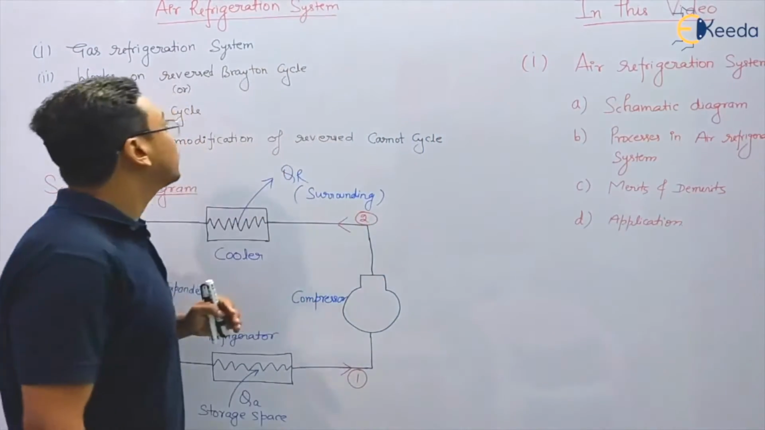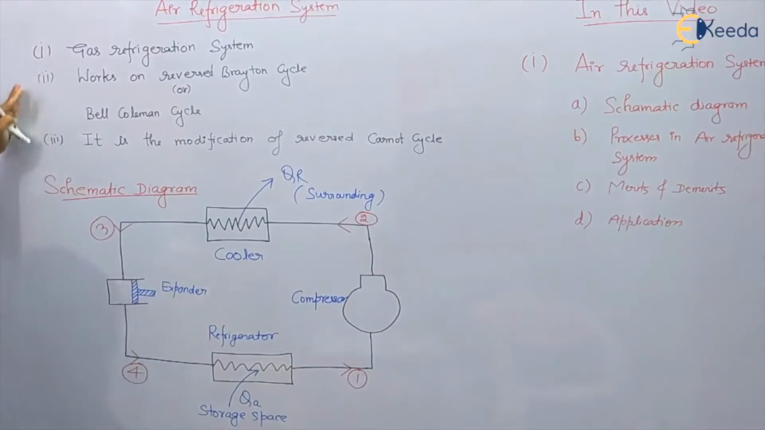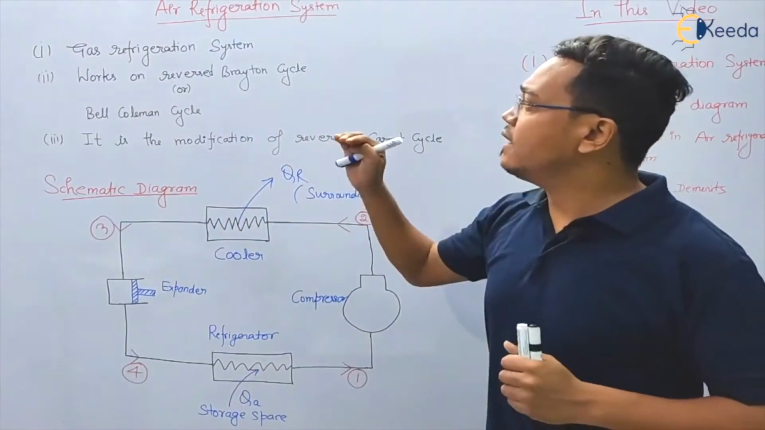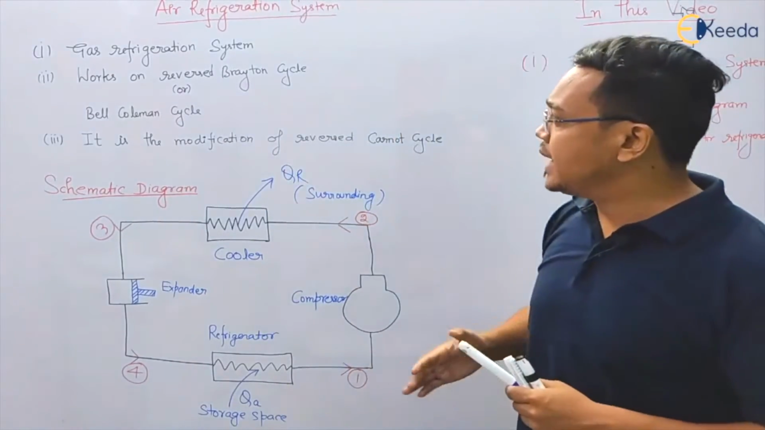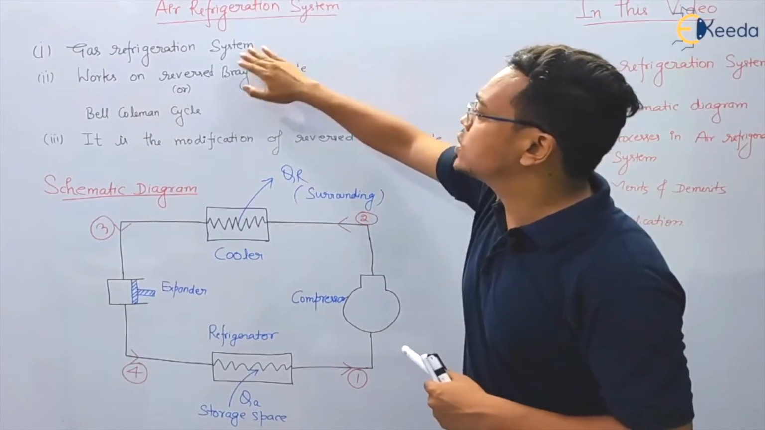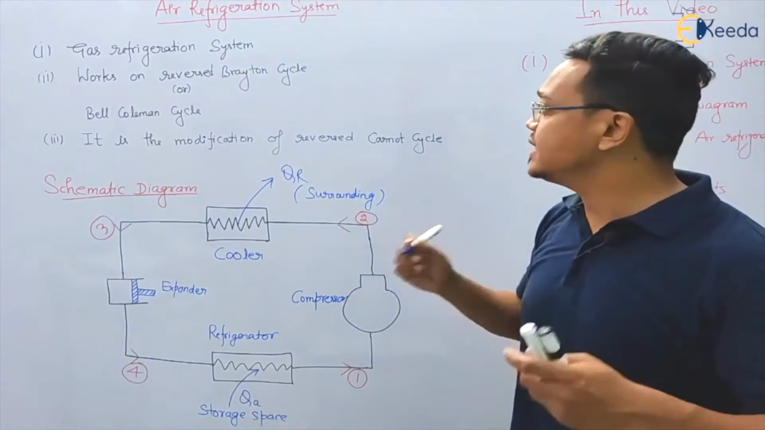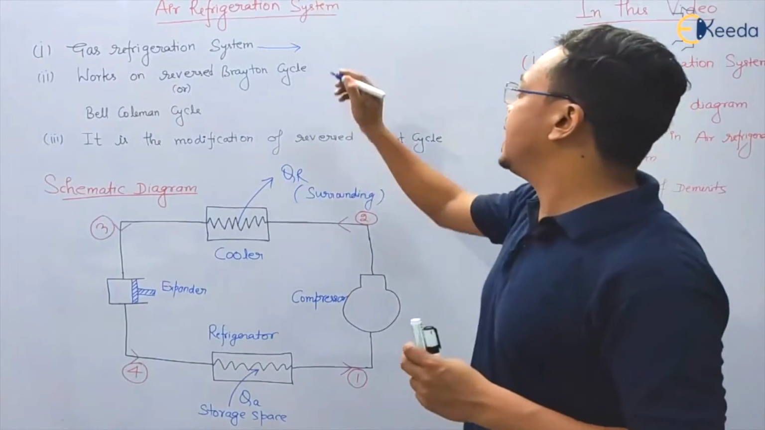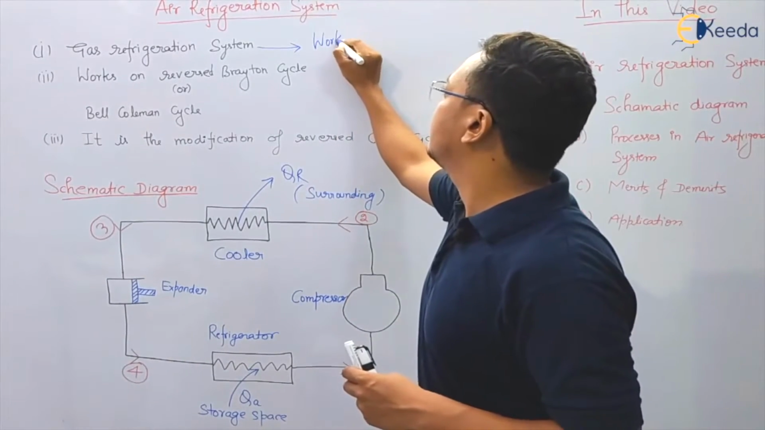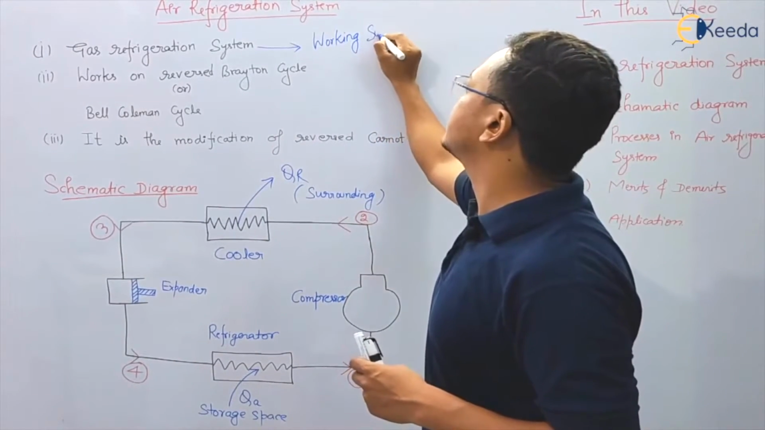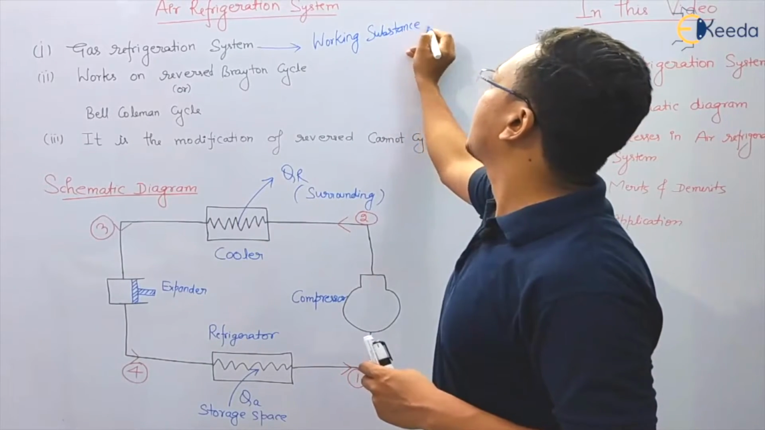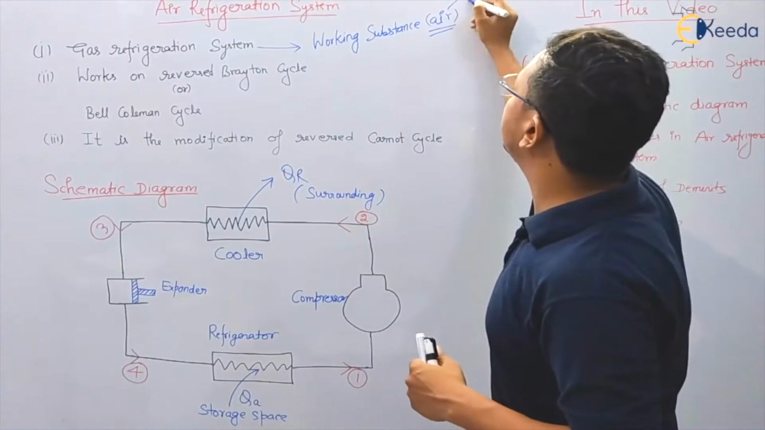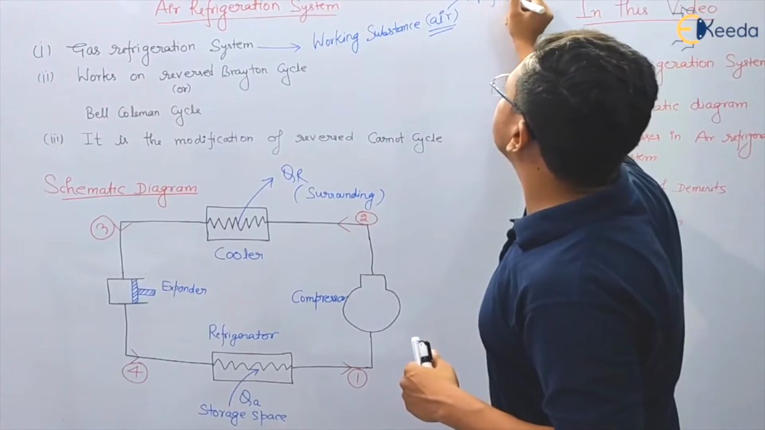Okay, let's see. First, here are some points of air refrigeration system that you have to remember. First point, gas refrigeration system. It means air refrigeration system is also known as gas refrigeration system because in this the working substance is air. Working substance is air. That you have to remember. That means air in this case is the refrigerant. That I have already told.